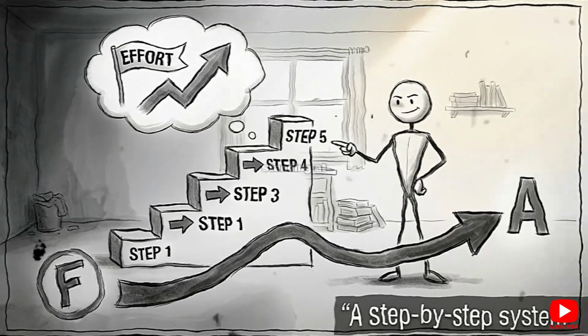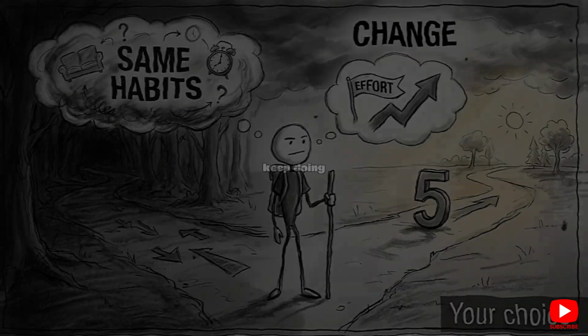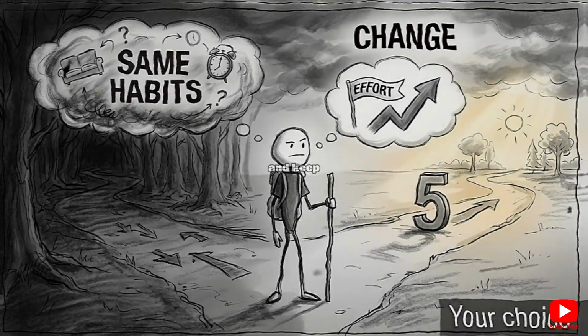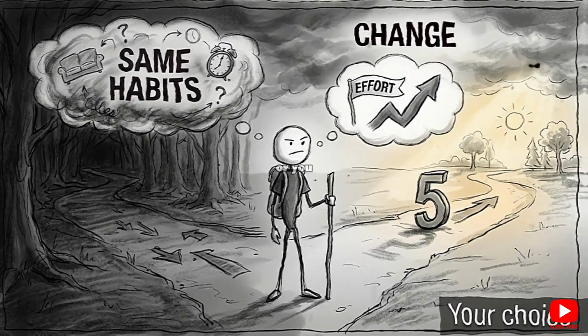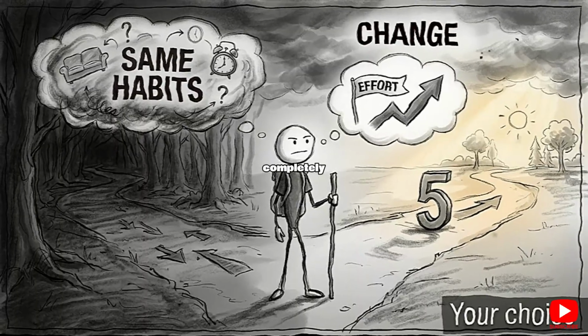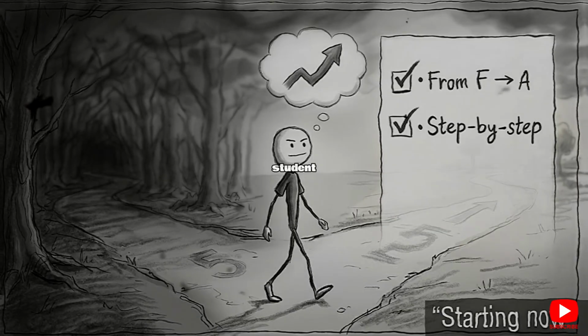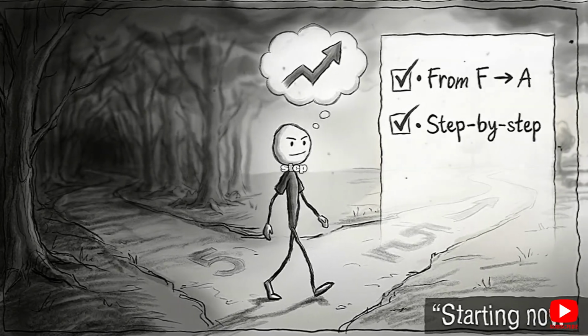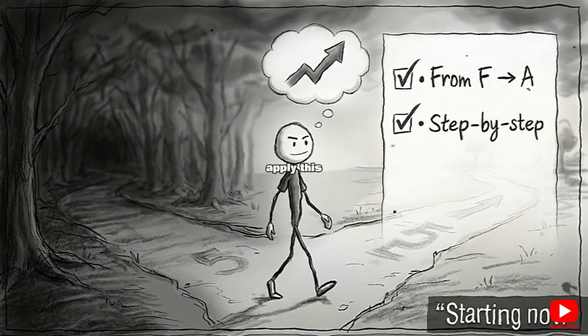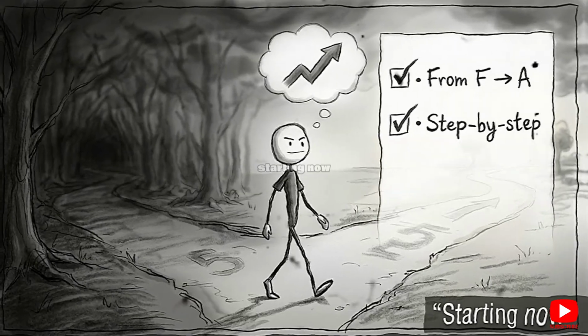Because right now you're standing at a turning point. You can keep doing what you've always done and keep getting the same results. Or you can flip the script completely. In this video, I'm going to break down exactly how to go from an F student to an A student, step by step. And if you actually apply this, your results will change, starting now.